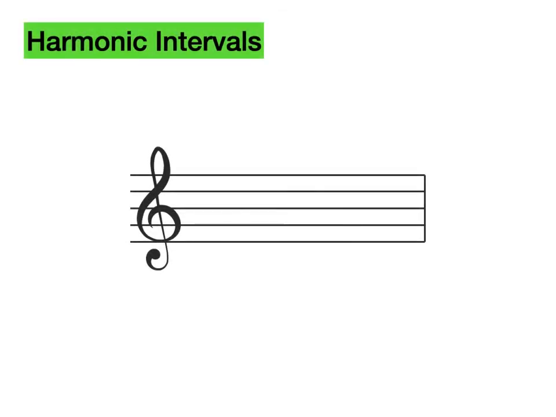What about harmonic intervals? A harmonic interval is where both notes are played simultaneously, or at the same time. As you can see here, we have a D and a G, both written at the same time.